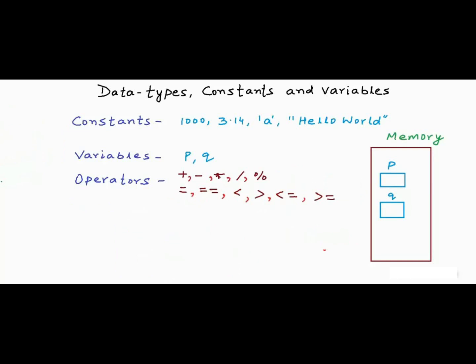Constants, variables, and operators are combined together to create mathematical and logical expressions that evaluate to something. For example, let's assume that p and q are variables of type integer, then p plus q will evaluate to the sum of values stored in p and q. P plus 2 will evaluate to the value stored in p plus 2. Now 2 is a constant here. 2 is a constant of type integer, and we can have complex expressions also, like this one to calculate simple interest.